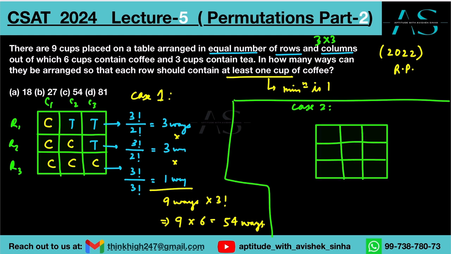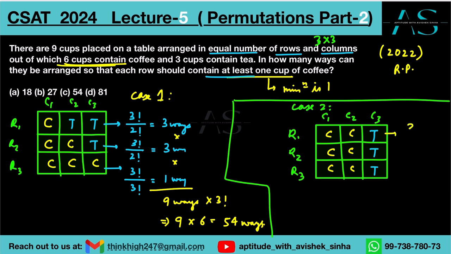And that is followed throughout row 1, row 2, row 3, column 1, column 2, column 3. Can we have 2 coffees here, 2 coffees here, 2 coffees here? 6 coffees done, 6 coffee cups done, and each row is containing at least 1 coffee done. All tea, all tea, all tea. Can this be a possible arrangement? Absolutely yes. How do we solve this?